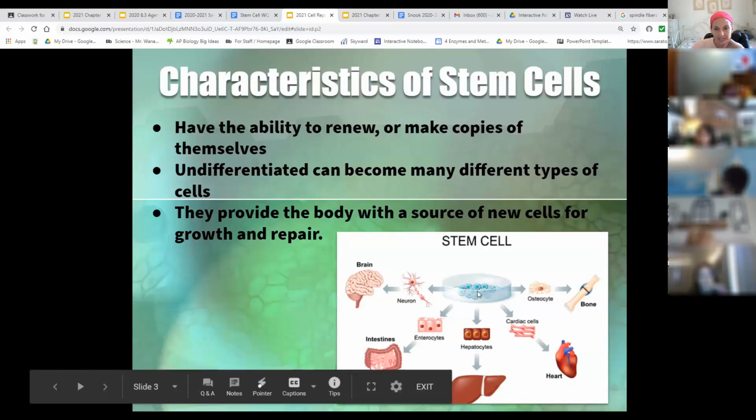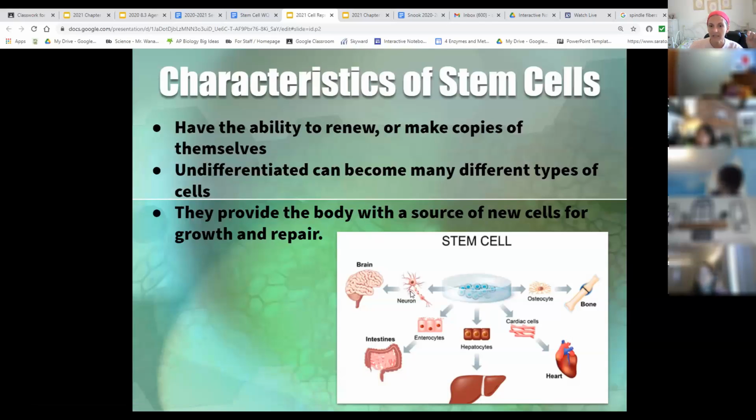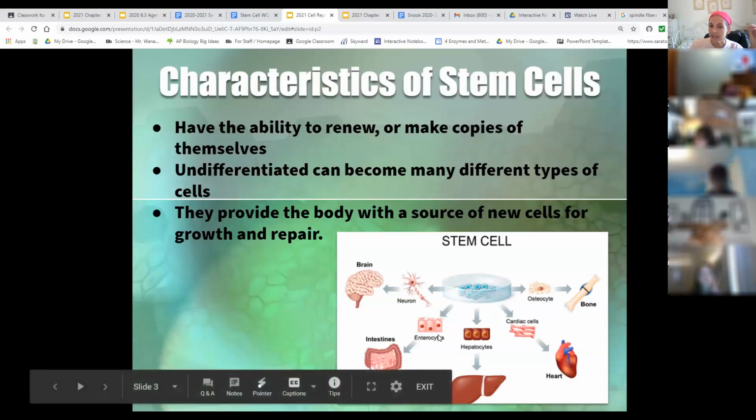So these stem cells, given the right signals to turn on genes, can become nerve cells, they can become endothelial cells, they can become liver cells, heart cells, bone cells, any kind of cells.